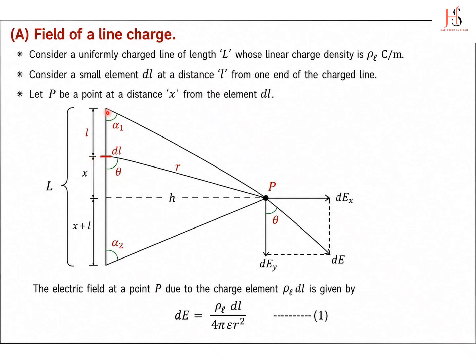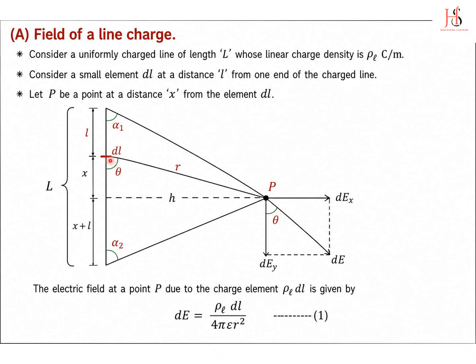So we are going to consider a uniformly charged line of length L. The whole length of the wire is L, whose linear charge density is represented as rho L in Coulomb per meter, because for the line charge the unit is Coulomb per meter. Now in this uniformly charged line of length L, consider a small element dl at a distance L from one end of the charged line.